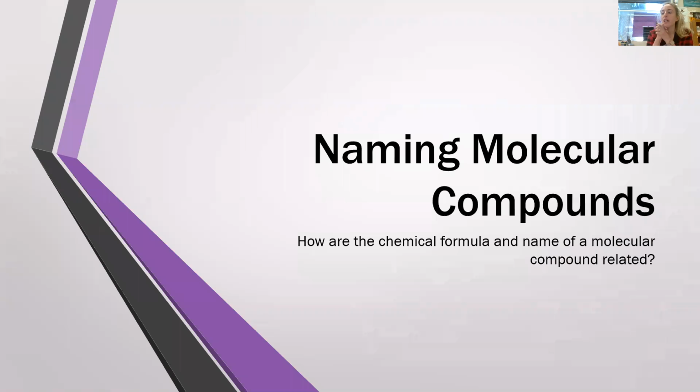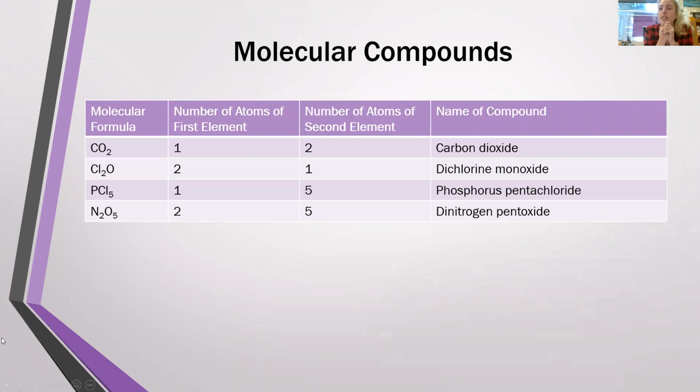Hi guys, today you're going to be practicing naming molecular compounds. So we need to be thinking about how chemical formula and the name of molecular compounds are related. So the first thing we're going to look at is this table. You'll see the molecular formula in the left-hand column with the name in the right-hand column.